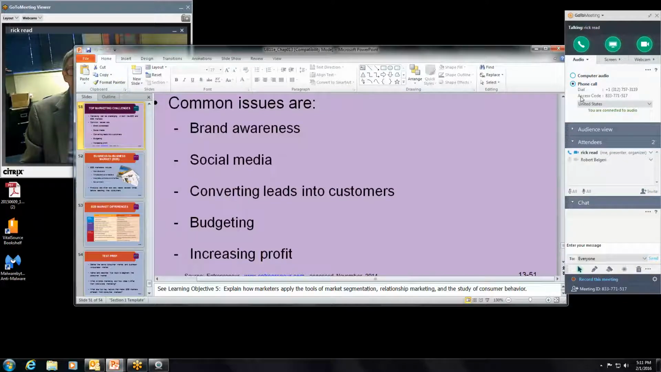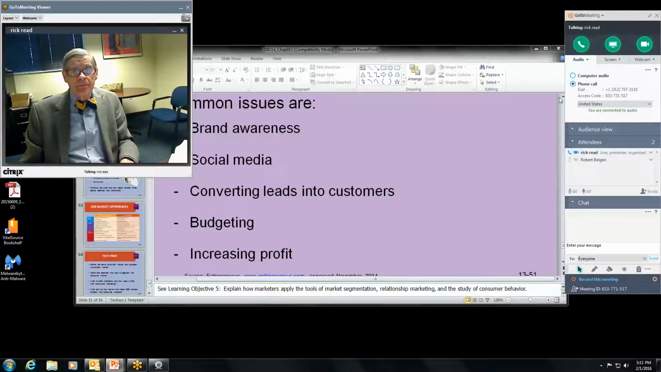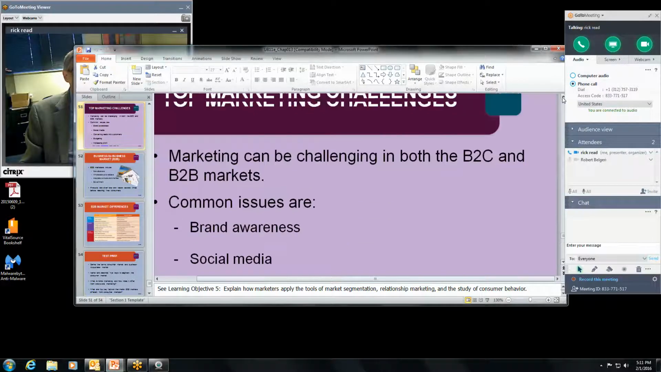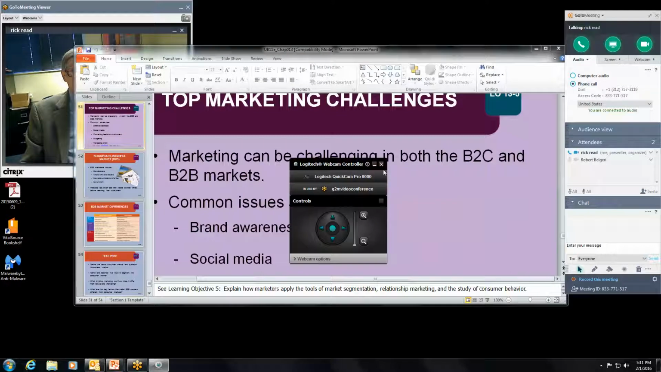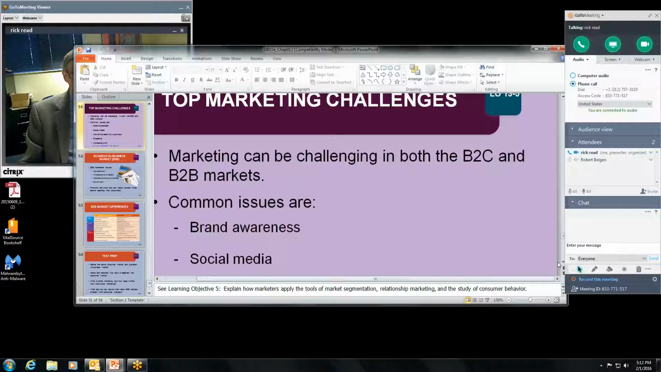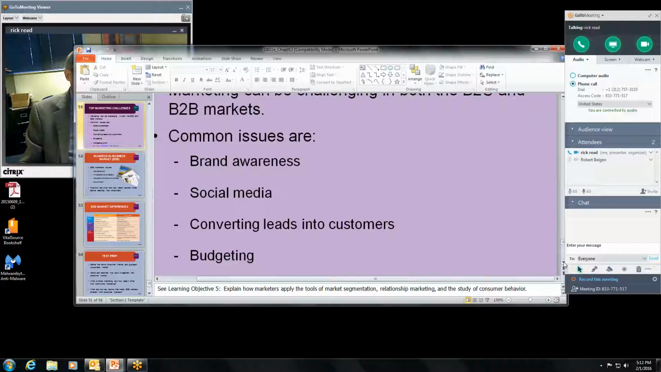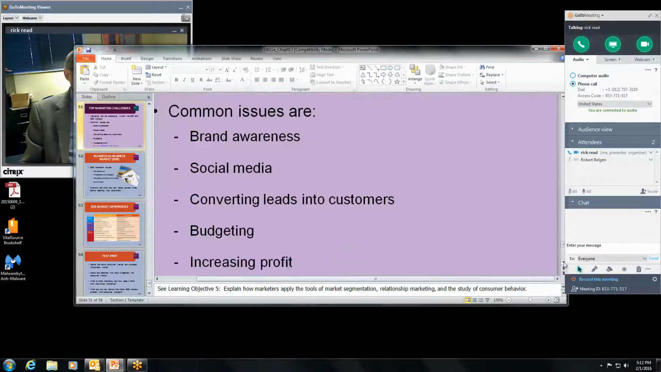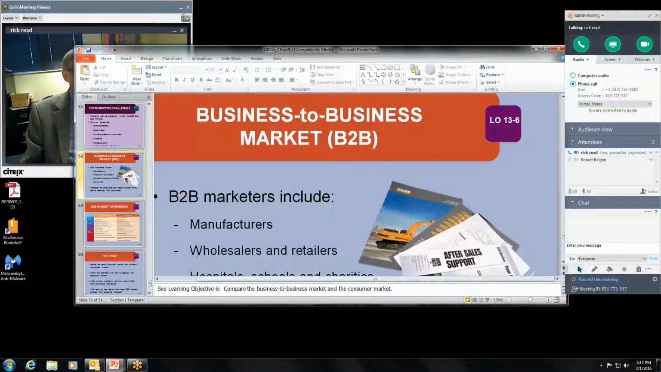These are challenges in marketing, common issues. Marketing can be challenging for both business to consumer and business to business. And here are some of the challenges that they face. Social media, again, is mentioned in here. Converting leads to customers. I would say converting leads to purchasers as opposed to customers.